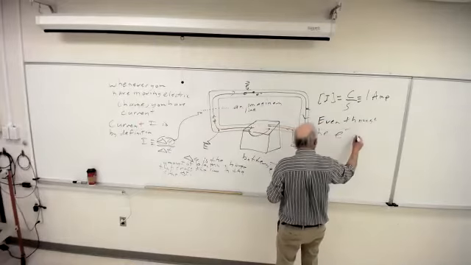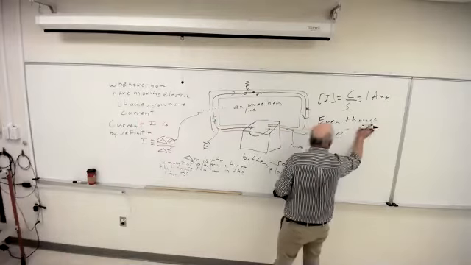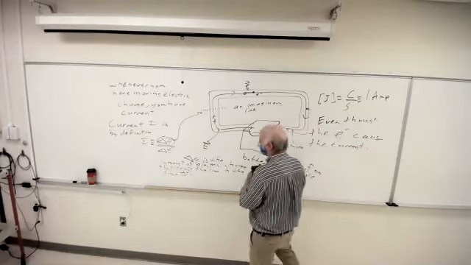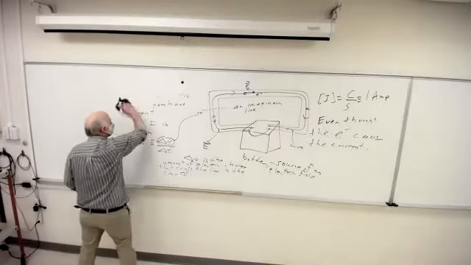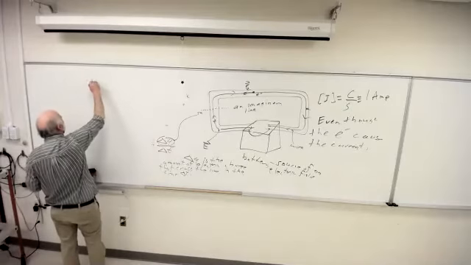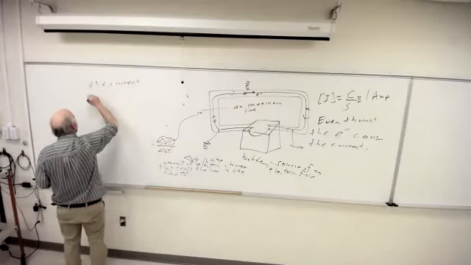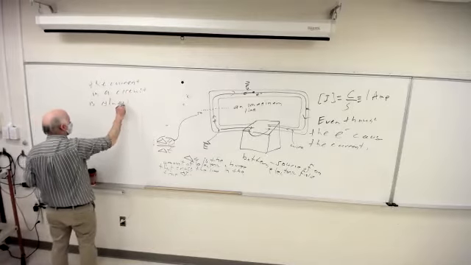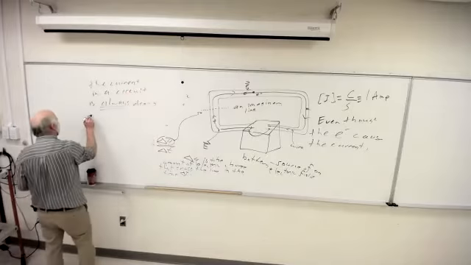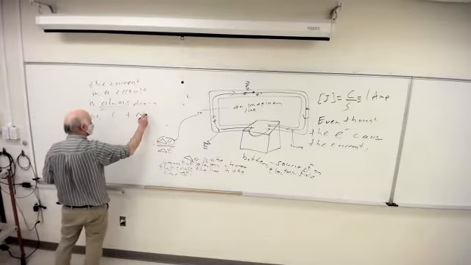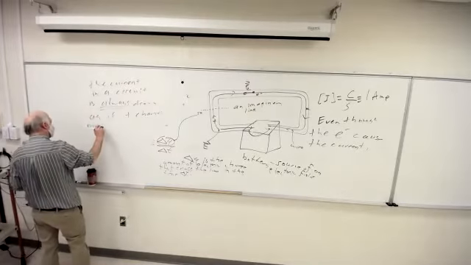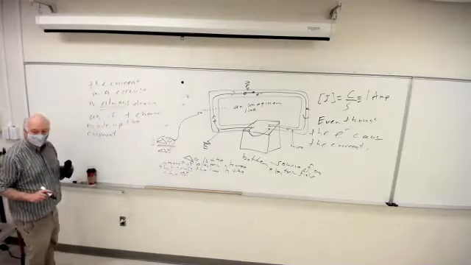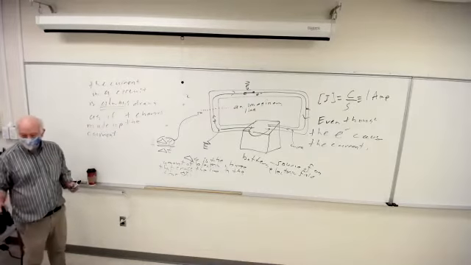So even though the electrons cause current, the current in a circuit is always drawn as if positive charges made it up. Okay? Does that make sense?